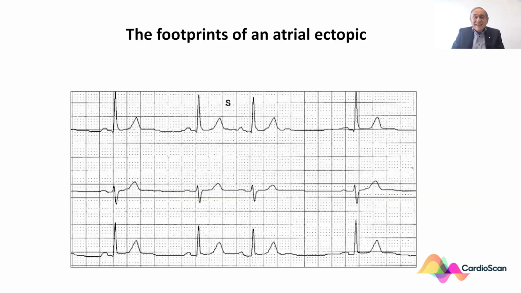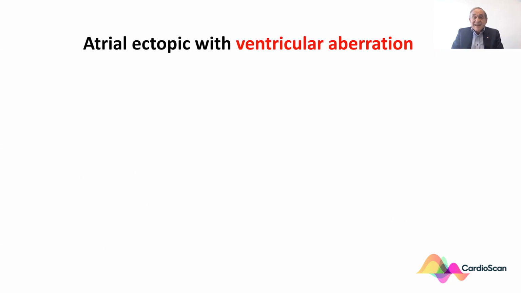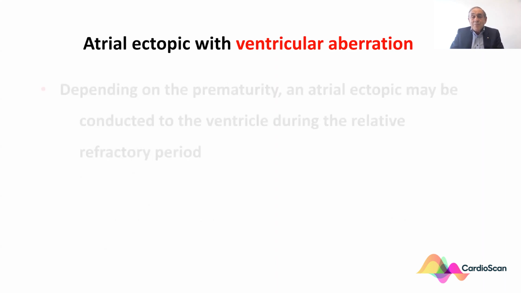In order to understand aberration, I have to return to the footprints of an atrial ectopic, which can be seen here. Sinus rhythm, a premature beat with a premature P wave. The QRS is identical to the sinus-generated QRSs, and there's a compensatory pause. An atrial ectopic. Now, sometimes an atrial ectopic is conducted with ventricular aberration. And what do I mean by that?